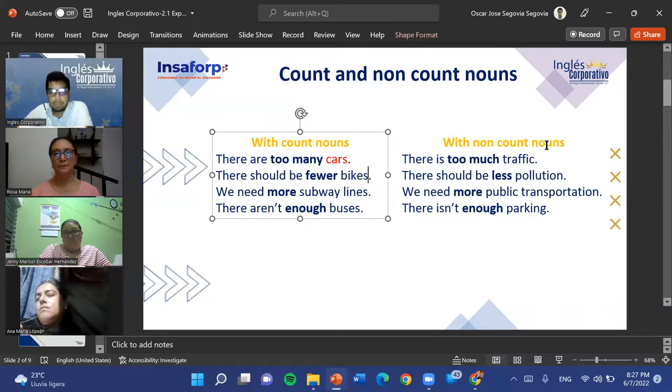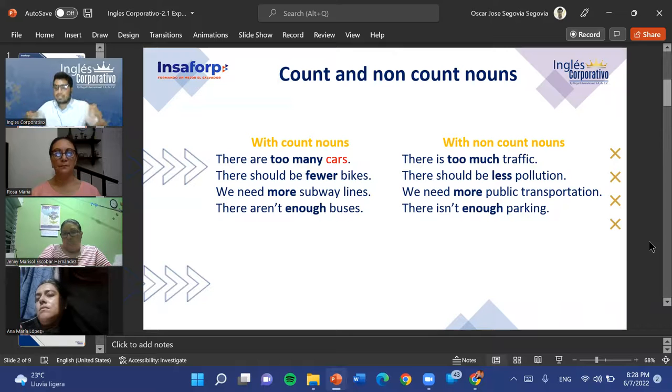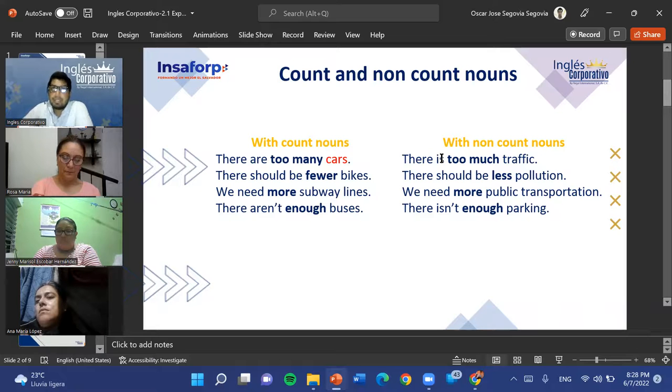Now, with non-countables, well, as we are not able to divide it into different sections or to refer to separate items, we must only use there is. Every time you are going to be talking about uncountable nouns, you're going to be using a singular form because, well, it's a characteristic of the non-countable nouns that they cannot be put or be turned into a plural noun. They are always singular nouns. So non-countable nouns are going to be singular.